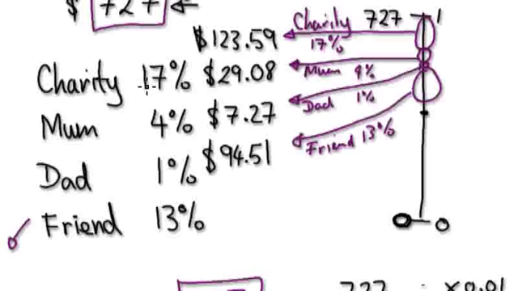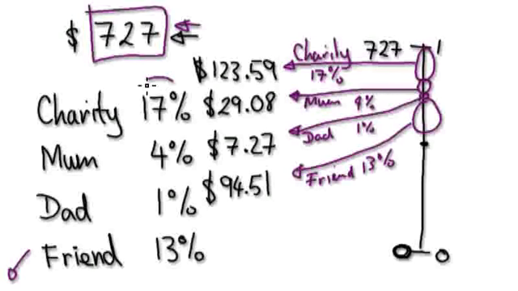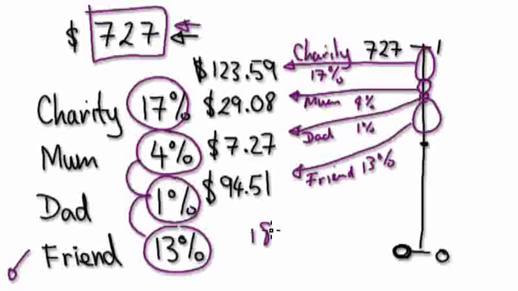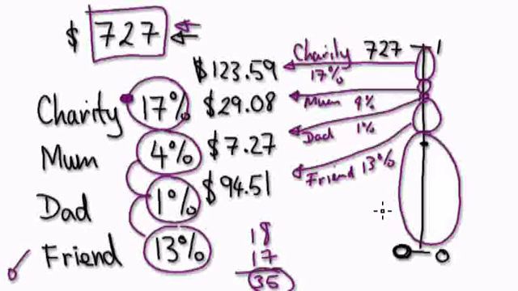So how much is left for you? Well, remember, you've got 100 pieces to play with. You've given 17 away to charity, 4 away to your mum, 1 away to your dad, 13 away to your friend. So how many pieces have you given away? Let's merge all these together. So that would be 18, and then you've given another 17 away here. So this would be 35. You've given 35 away to other people. So remember, percent, you've got 100% to play with. What's left for you would be 65%. So you've given 35 away and you've got 65 left.